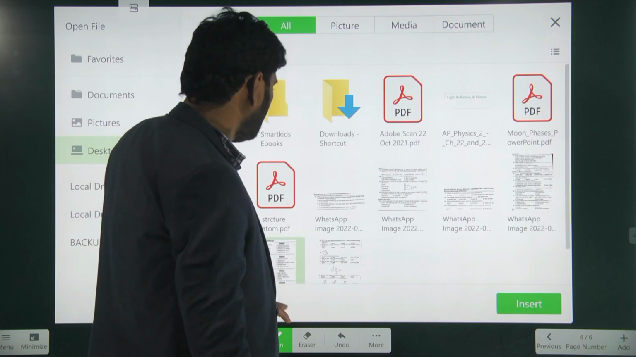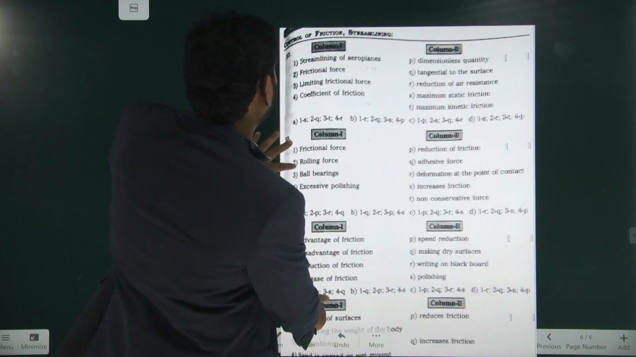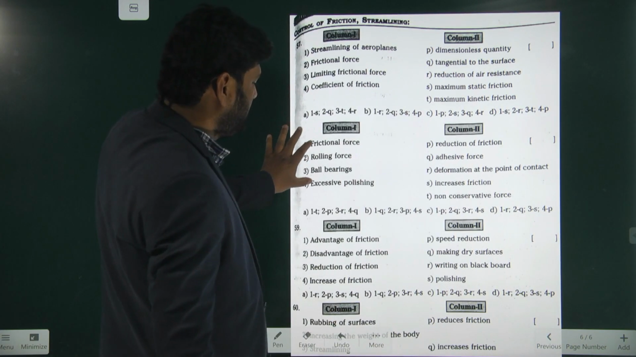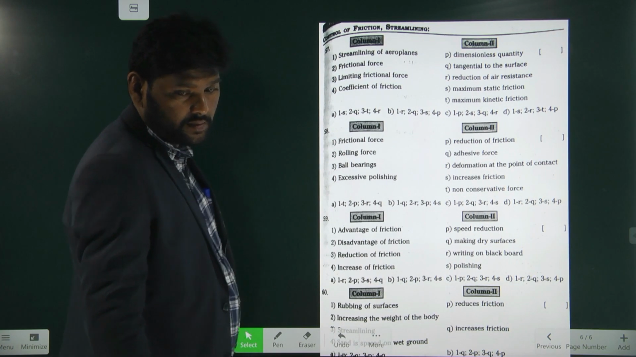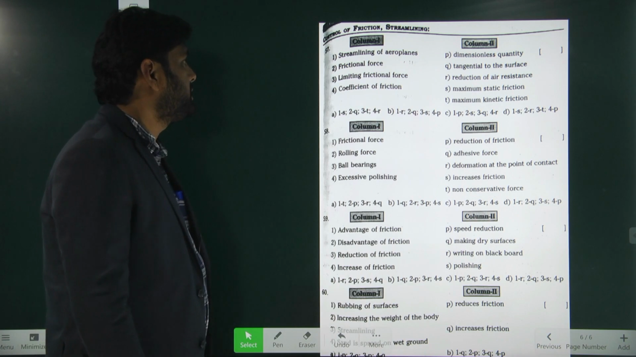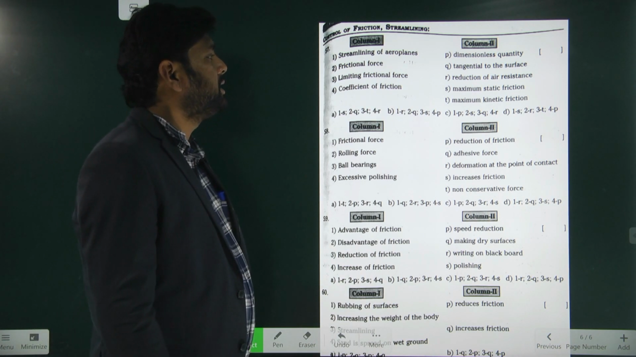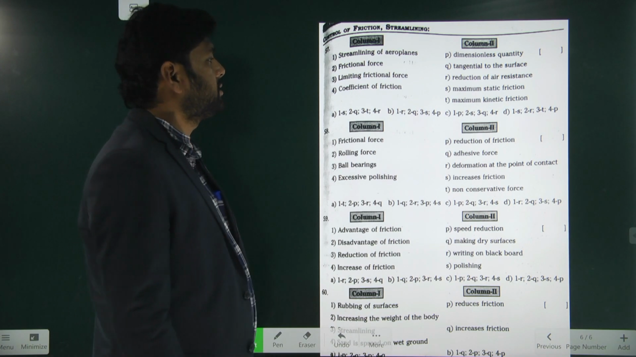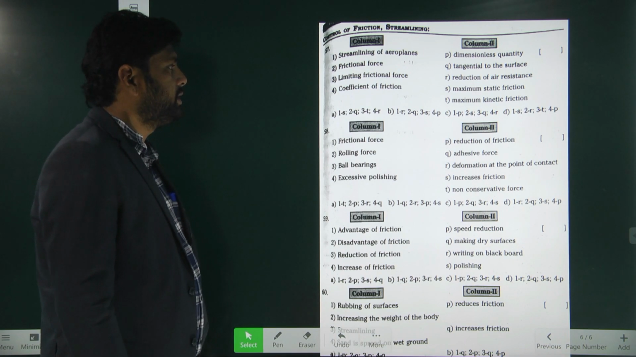So until then I will share this. This is a matrix match type. Try this matrix match type. Is it appearing? Yeah, look at the first matrix match. Streamline of aeroplane, dimensionless quantity, tangential force, reduces air resistance, maximum static friction, maximum kinetic friction. Tell me which one is the correct answer?